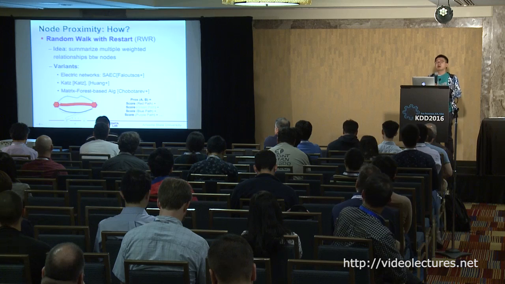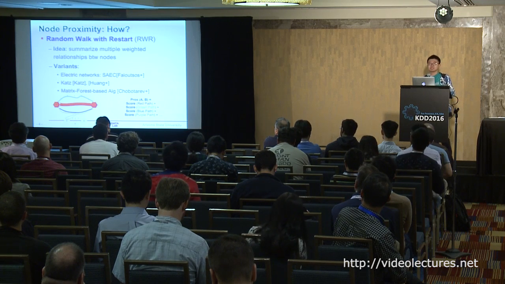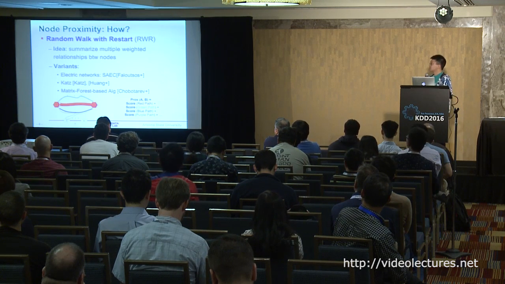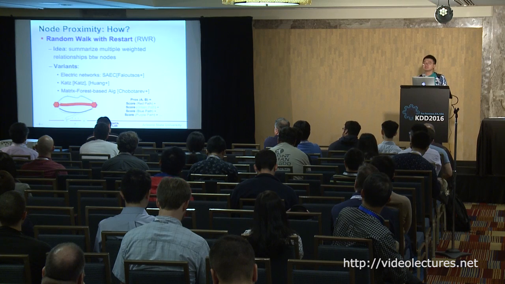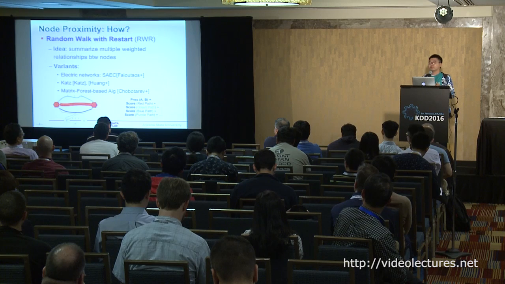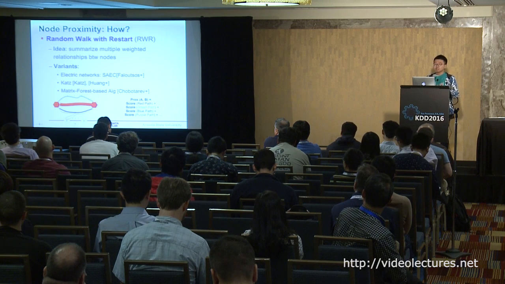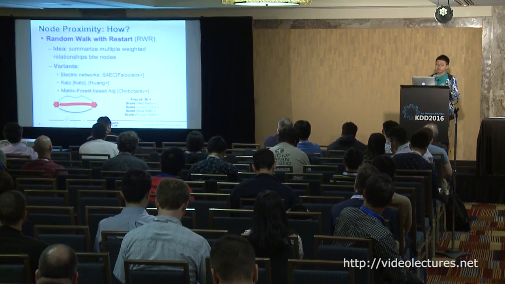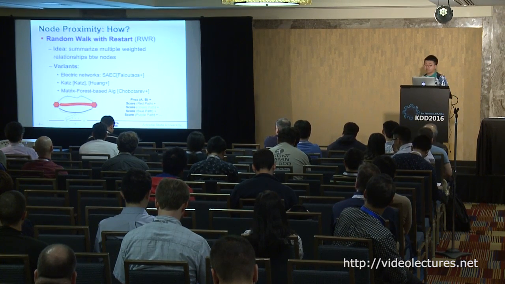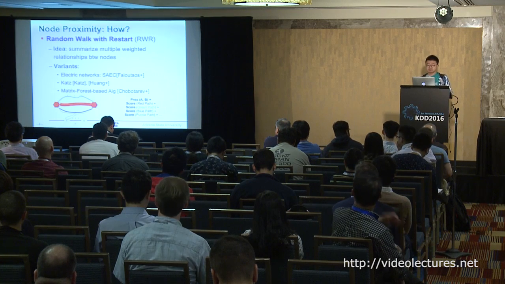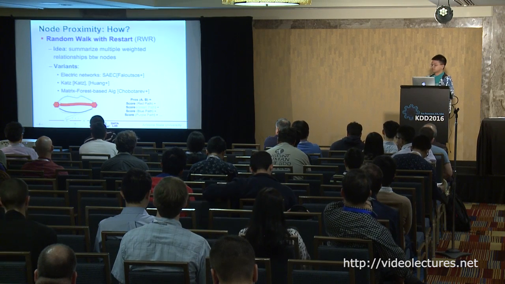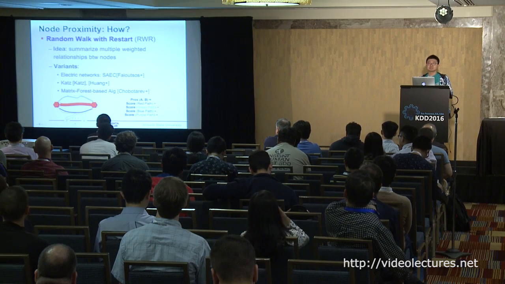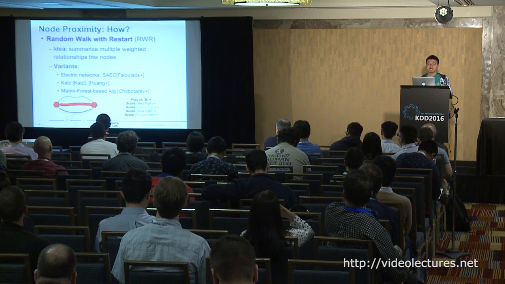A popular choice for node proximity is random walk with restart. Its success is mainly due to its flexibility in summarizing multiple weighted relationships between two nodes. There are many variants of random walk-based approaches, for example electric networks, Katz algorithms, and matrix forest-based algorithms, and all these variants are based on very similar ideas.